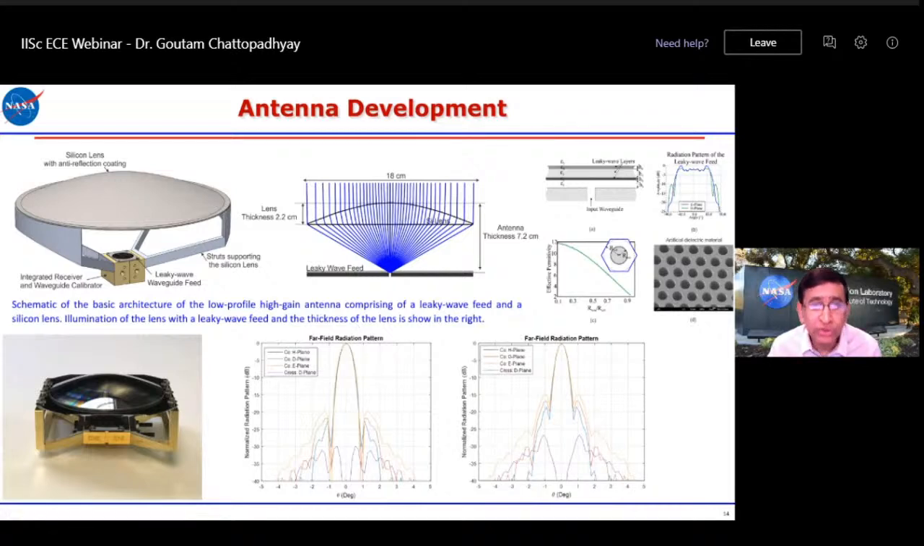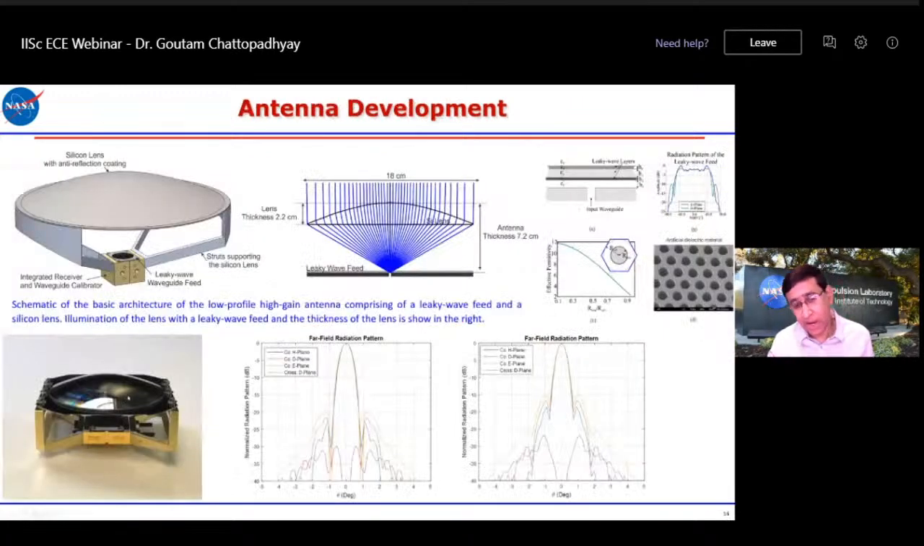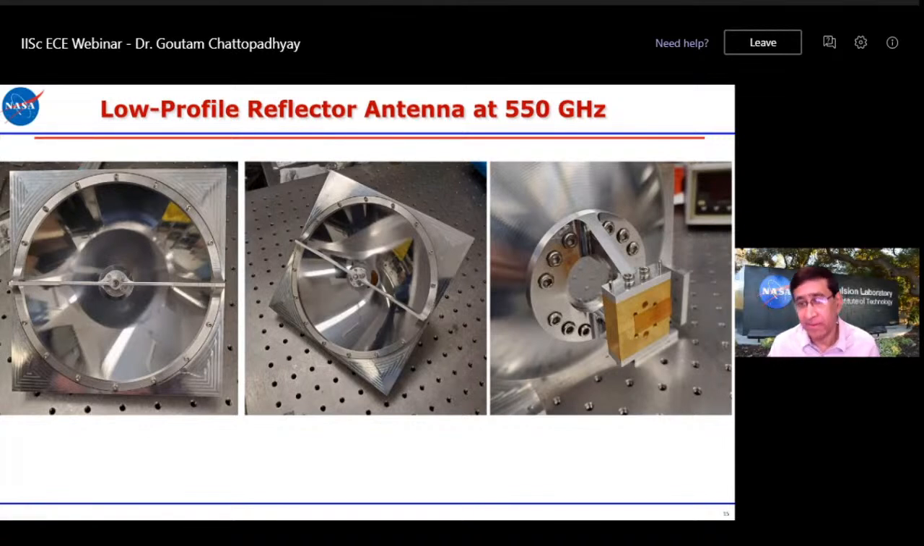But we also thought that, as a backup, because if it sticks out in space, we'll have to go through all these vibrations and all. It's not that it's a big problem because they're small, we can do that. But I wanted to have a backup, plan B. And so we developed a low profile reflector antenna as well.